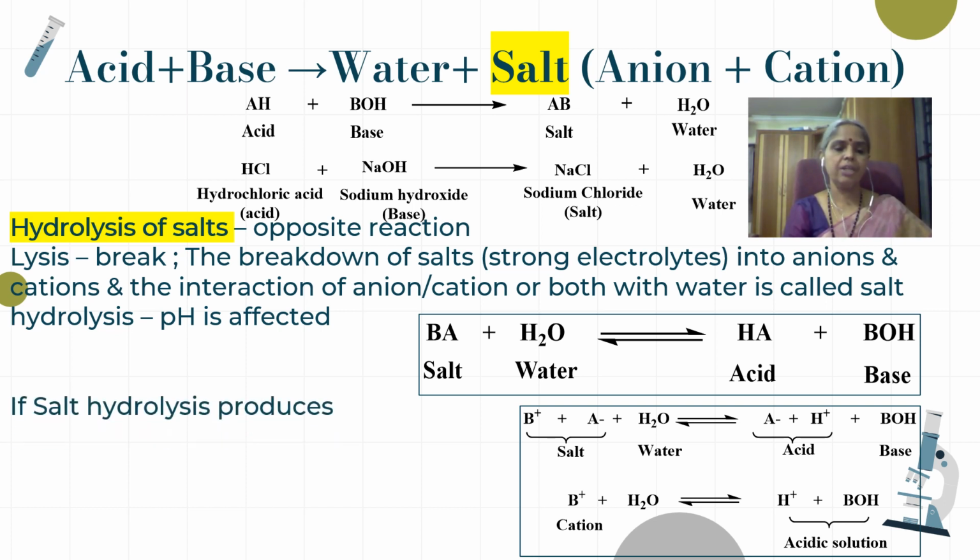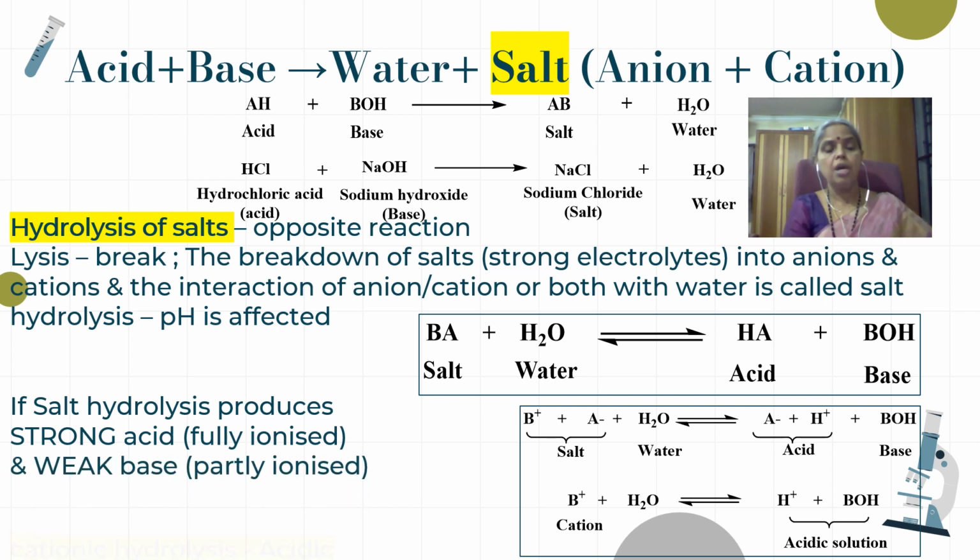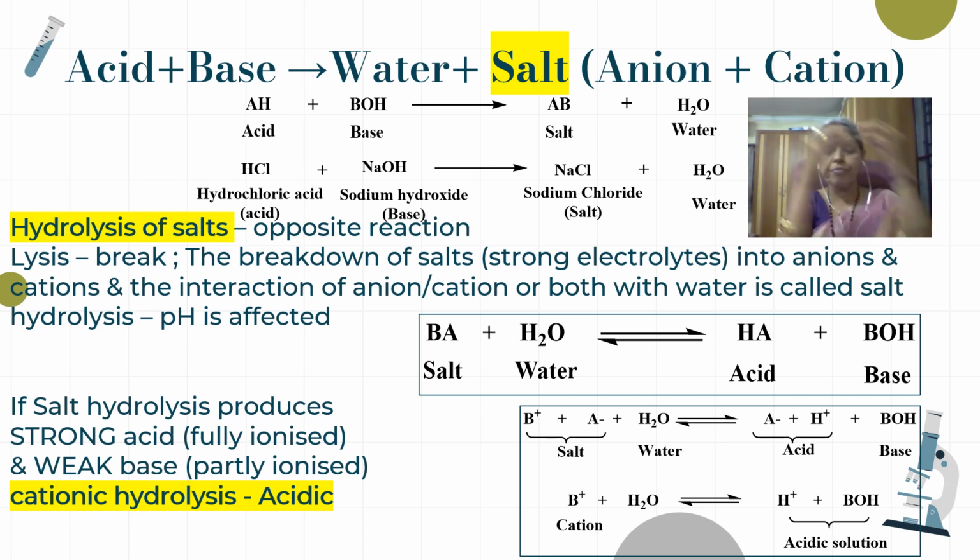If salt hydrolysis produces a strong acid, which is fully ionized, and a weak base, which is partly ionized, you get an acidic solution. If salt hydrolysis produces a weak acid, that is a weakly ionized acid, and a fully ionized base, the resultant solution will be basic in nature.